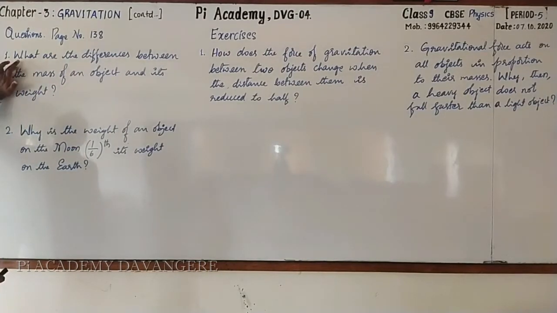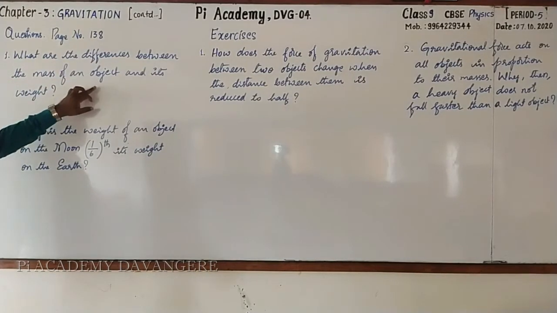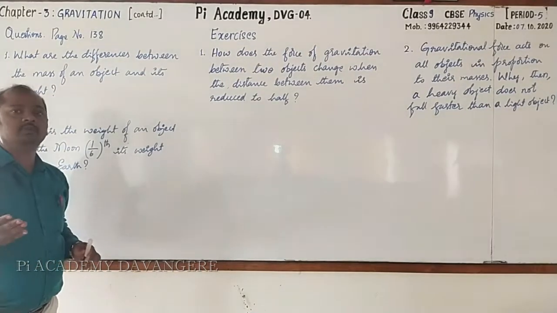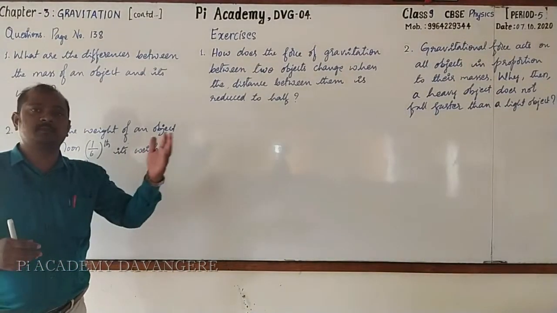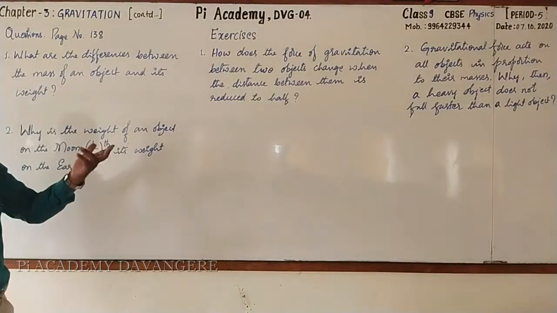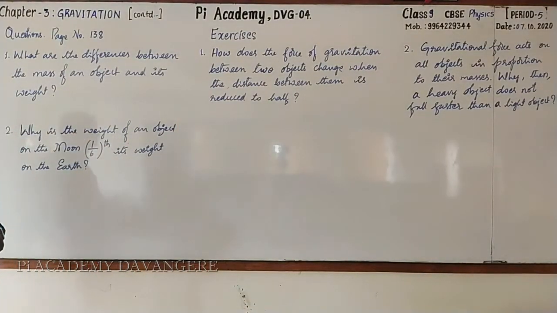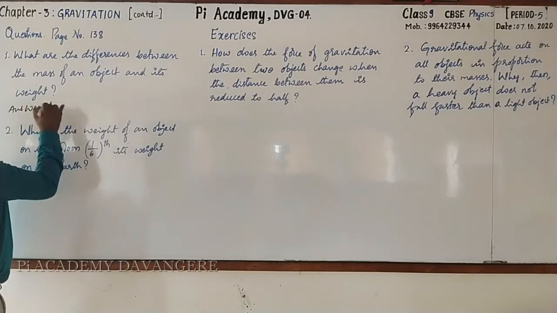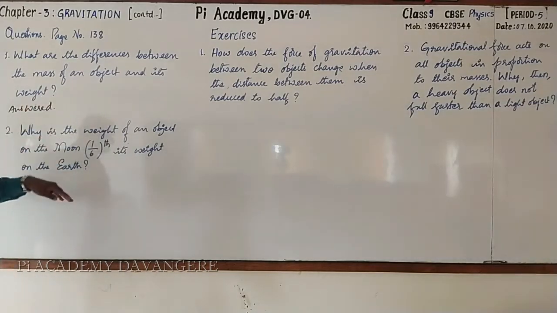Dear students, now let's go for answering the questions given in page number 138 related to gravitation. Observe. First one, what are the differences between mass of an object and its weight? Dear students, we have already come to know the differences between mass as well as weight in yesterday's class itself. Even in today's class, in the beginning itself, we have recalled them. So it has already been answered, but you should write them separately.